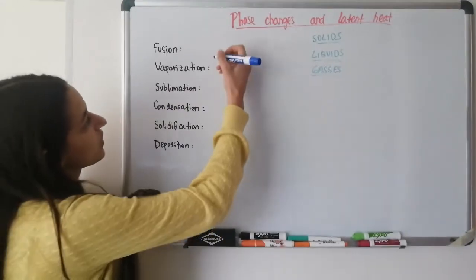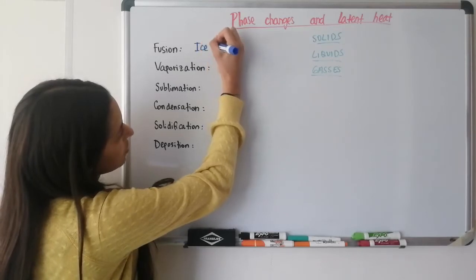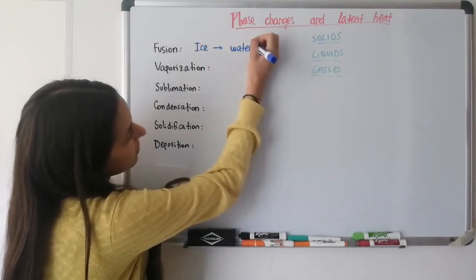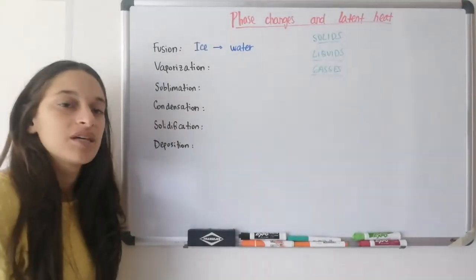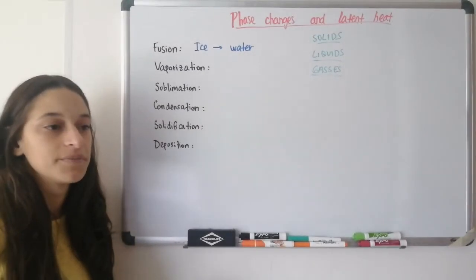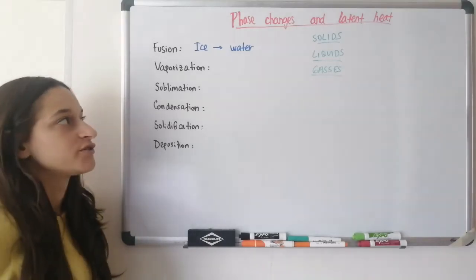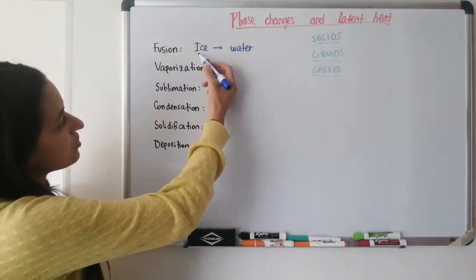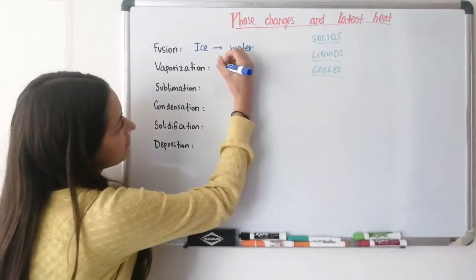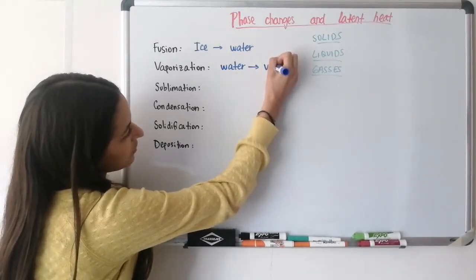So fusion. Fusion is when you have ice and it melts. So again, we're talking about water. So you have ice and it becomes liquid water. And when I say water here, I'm talking about liquid because that's what we usually call water. And I'm going to call ice the solid version of water and vapor or steam the gas version of water. So from ice to water, melting is called fusion. Vaporization is from water to vapor. That's why it's called vaporization.